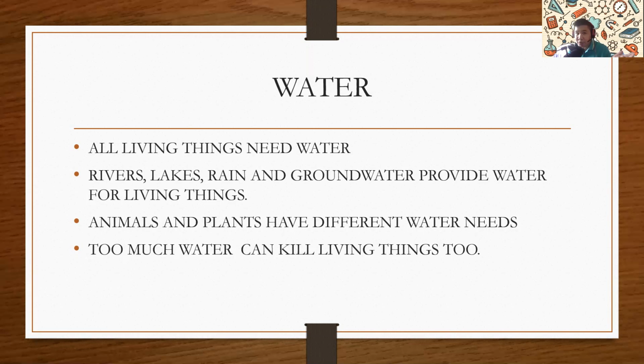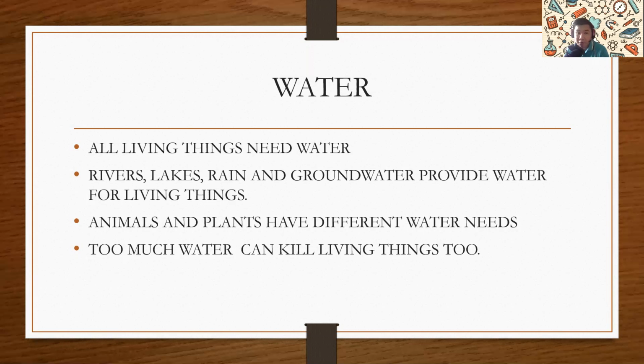In contrast to a fish, which needs to live in water. So, depending on the water source, it would also have different types of animals that live there. If there is a place like the desert that has little or no water, camels can live there. If there's a place that has too much water, fish can live there. Now, too much water can kill living things too.